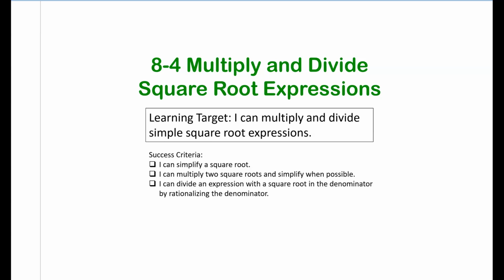This is 8-4. We're going to multiply and divide square root expressions. The purpose of this video really is to brush up some old skills about working with radicals of numbers. So what we're going to be doing is multiplying square roots as well as dividing them, and then really activating our knowledge of how we simplify a square root. Okay, so that's our learning target and our success criteria below.